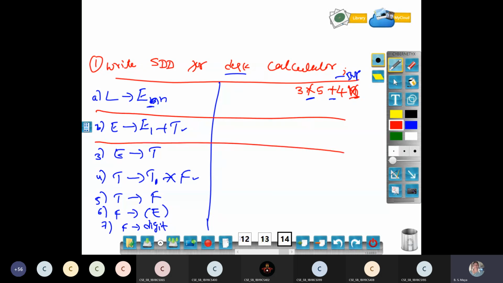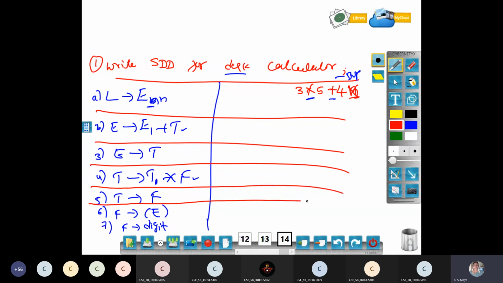Well, first you construct the tree. Later you can go and write the rules. You have to write the SDD for every production. First, all of you construct the parse tree. Can you put it in the chat box? I will check whether your parse tree is correct or not. Once the parse tree is done, you can go for the next step.